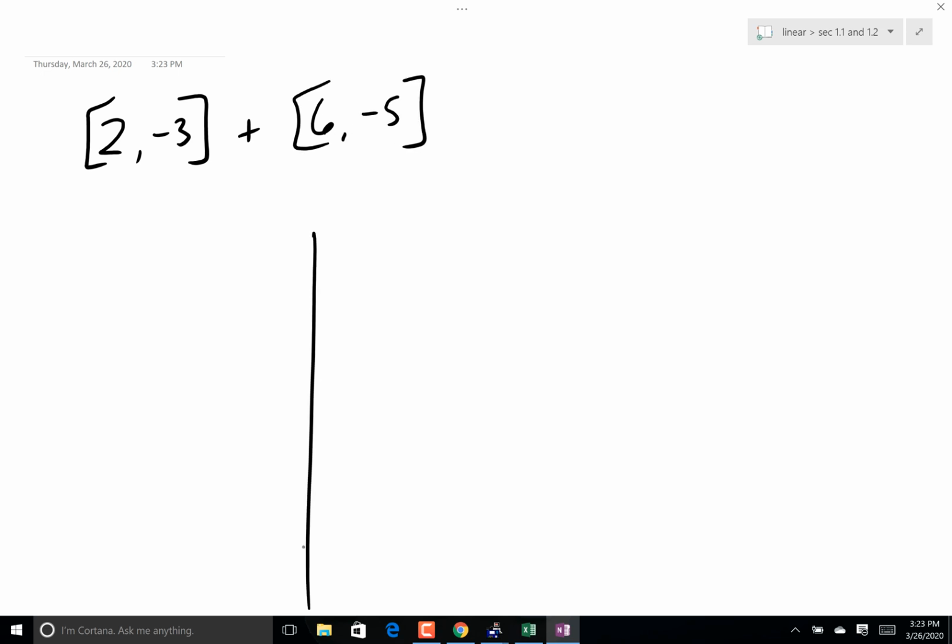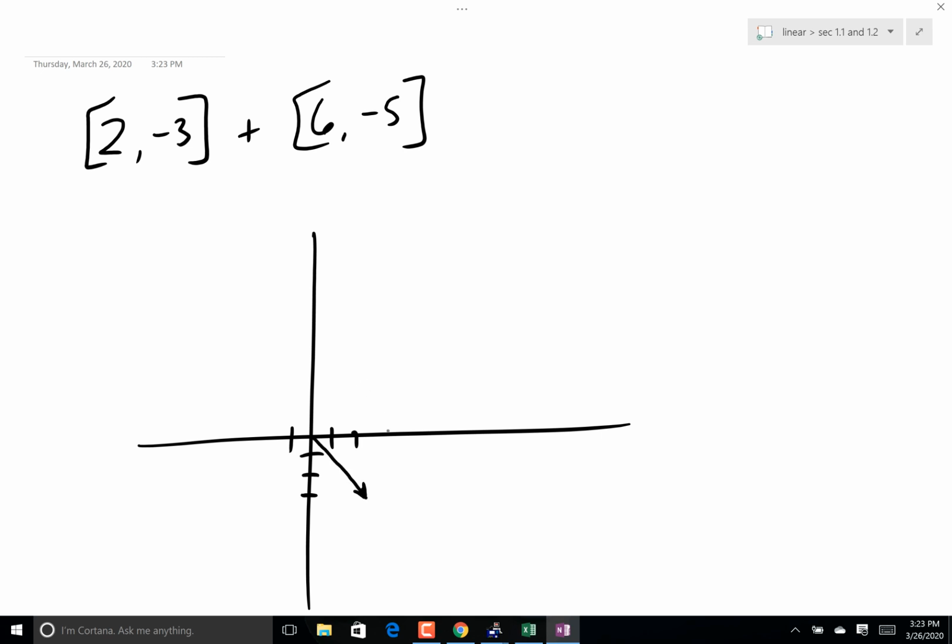Let's do a 2D job here. You had 2 comma negative 3, right on. And you added 6 comma negative 5 to that. What would you get? Well, I don't know. Let's find out. 2, 1, 2, negative 3, 1, 2, 3, boom. Should have gone down a little further. There it is. Cool.